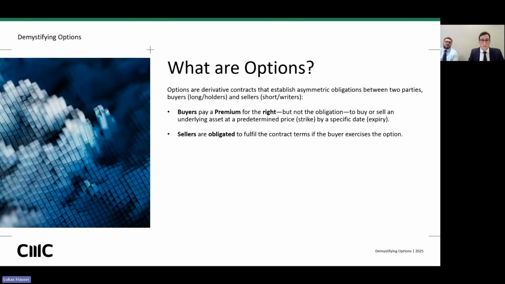So what is an option? Remember I mentioned that the payoff for CFDs and spread bets are symmetrical. I lose money when the prices go down and make money when prices go up. For options, the payoff is asymmetrical. The buyer has the right, but not the obligation, to buy or sell an underlying asset at a specific price, which is called the strike price, by a specific date, which is the expiration date. The sellers, on the other hand, would have the obligation to fulfill the contract terms.